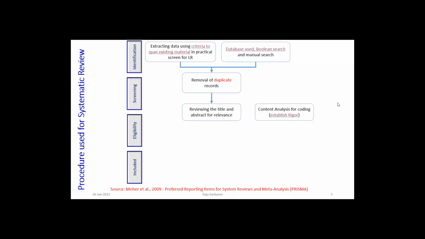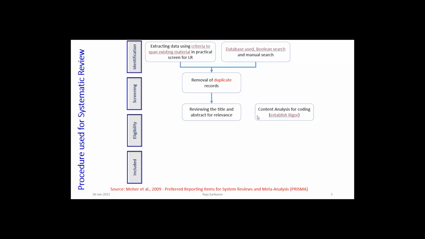Then what we looked into was removal of duplicate records. If you're using multiple databases, there could definitely be papers appearing in multiple places, and those need to be removed. What we arrive at are the figures for the number of papers which need to be reviewed. In this kind of review process, we look at the title and the abstract to identify the scope, whether it should be included as part of my study or not.